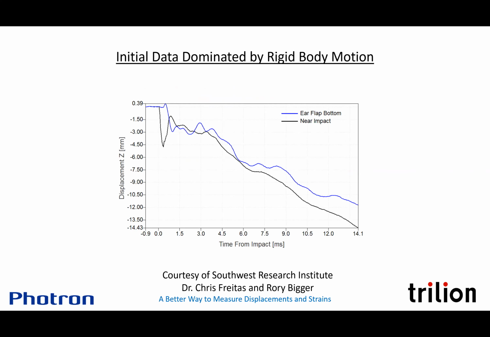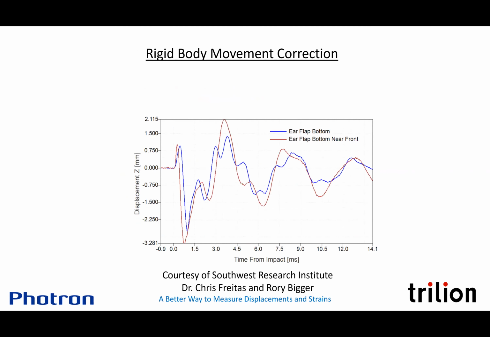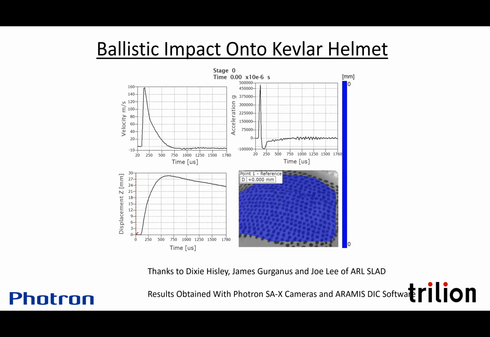Now, this might be useful. We can see by coincidence it moved 14 millimeters in 14 milliseconds, so we know the velocity. We get some momentum transfer data. This is what we really want, and the DIC software does this correction with the click of a mouse. We remove the rigid body. This is the corrected data showing the vibrations about 0. So that's an important and powerful feature of DIC. There's lots of post-processing that can be done.